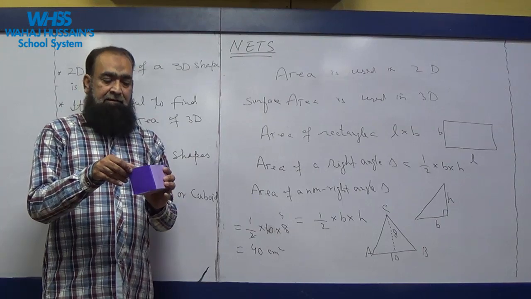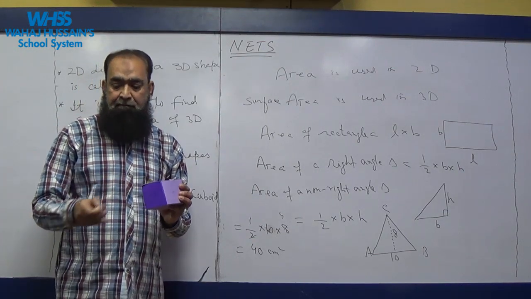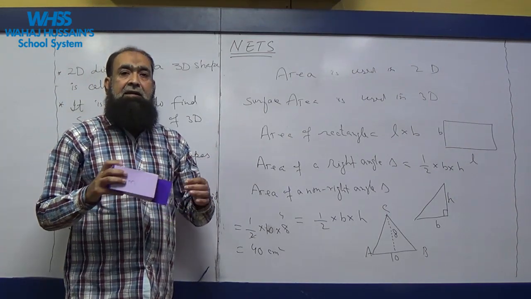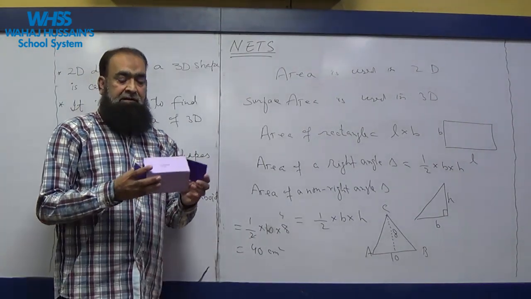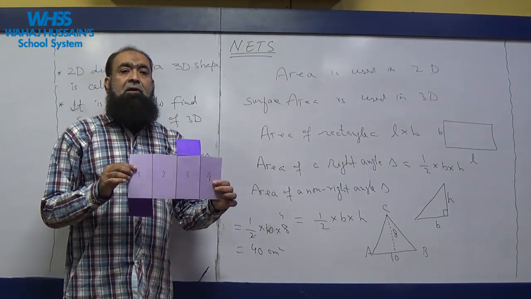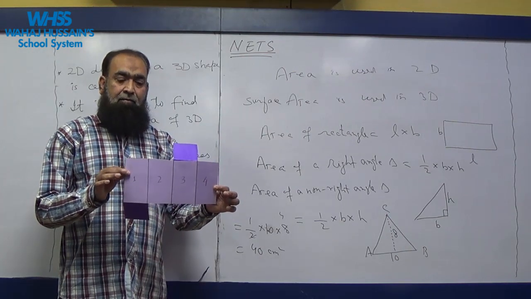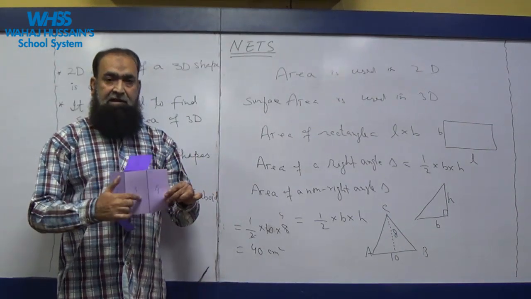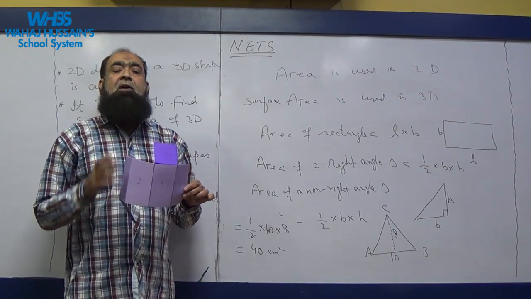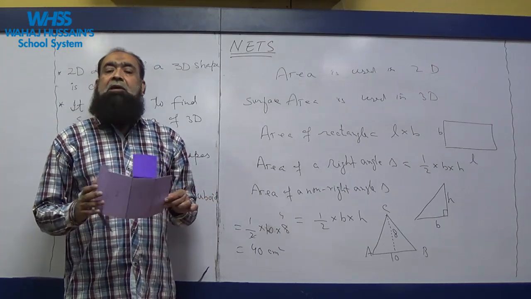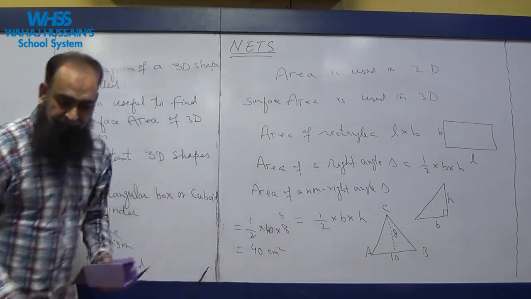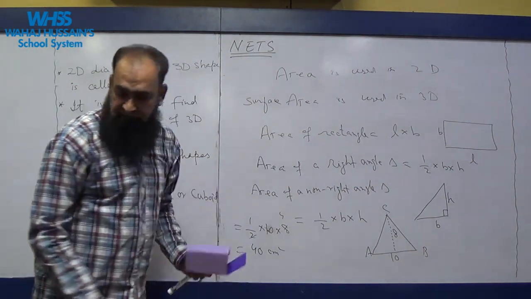If I open this and make a net of this, then what will happen? You can see this, and we can easily find its area by adding the areas of all faces. You can check it. It consists of 6 rectangles: 1, 2, 3, 4, another this 5, and then 6. So we can find the area of each side individually, and then we can just add up these areas to get the total surface area of this net.